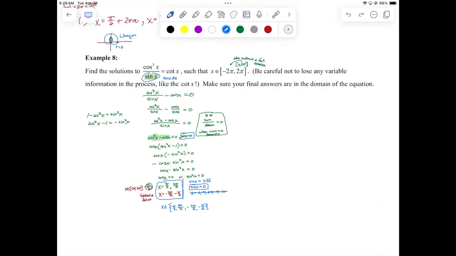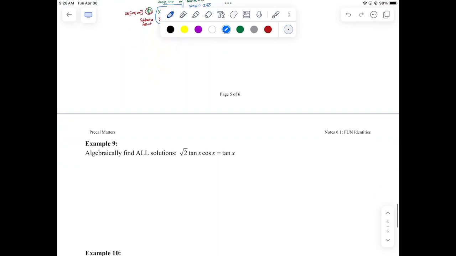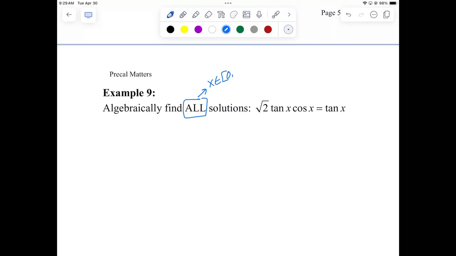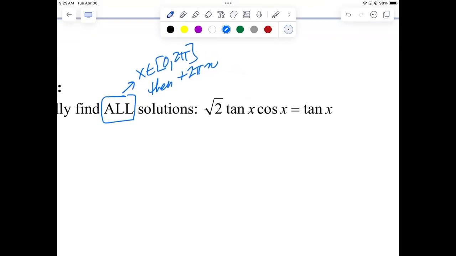We have 12 minutes left. Let's do one more and we'll call it a day. Algebraically find all the solutions to this equation. All of them. Well, guess what my strategy is? I'm going to find the ones between 0 and 2 pi. And then just say plus 2 pi n. Is that okay? Find all the ones within one positive rotation, and then just say plus 2 pi n to the end of them. All right, let's look at example 9.